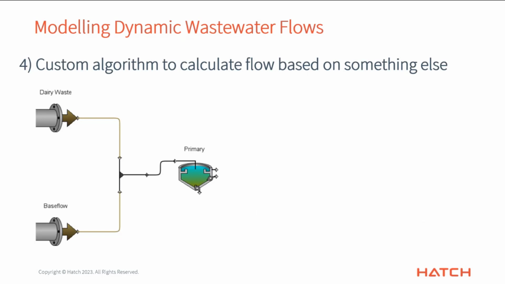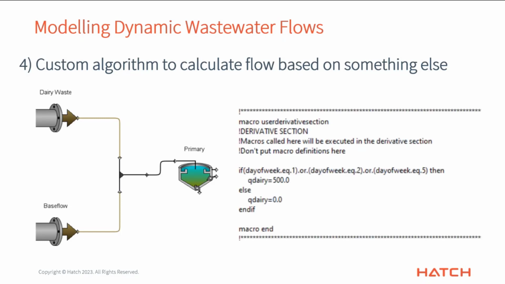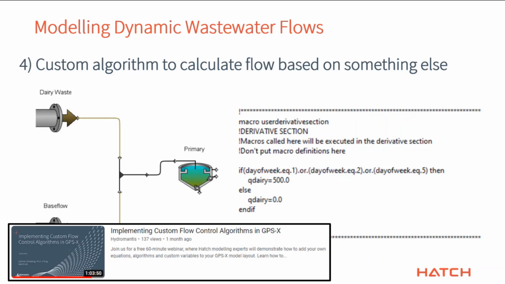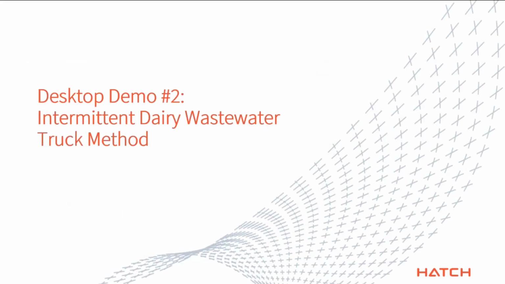And then lastly is writing a custom algorithm to calculate the flow based on something else going on in the model. So you might write a little bit of code in our user macros section where you can say, if the day of the week is Monday, Tuesday, or Friday, then I want the flow to be 500. Otherwise, I want it to be 0, et cetera, et cetera. We actually just did a webinar on that. Last month's webinar in June was basically about doing this kind of code writing. So pop over there and take a look at that when you have a moment.